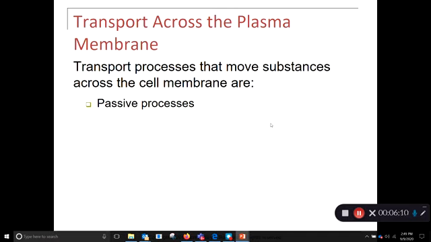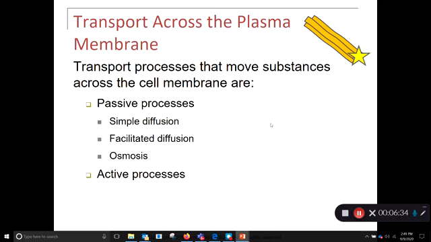Maybe there's even a channel that opens up. You need to know this stuff. That's the shooting star going, the more you know. You also have active processes. That means that against the electrochemical gradient, maybe you're trying to fight against that, and that requires a lot of energy. So you're actually going to have to use some type of energy to make that work.